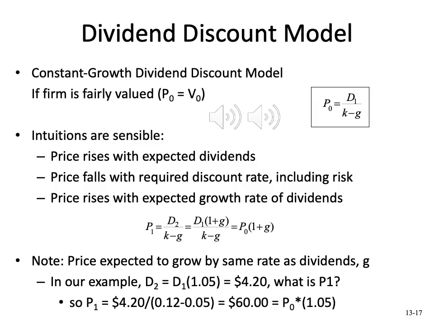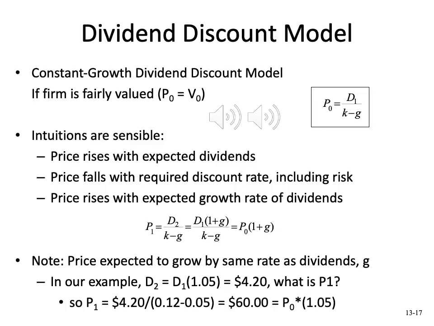According to our formula, P0 equals D1 divided by K minus G. Then what is P1, the next period price? P1 will be the next period dividend, which is D2 divided by K minus G. As you can see in this formula, the denominator K minus G never changed. It's a fixed number. So D2 equals D1 times 1 plus G.